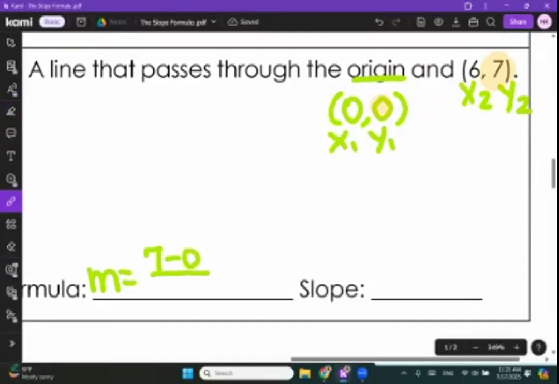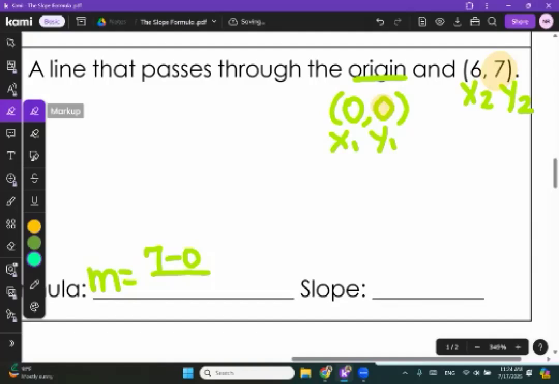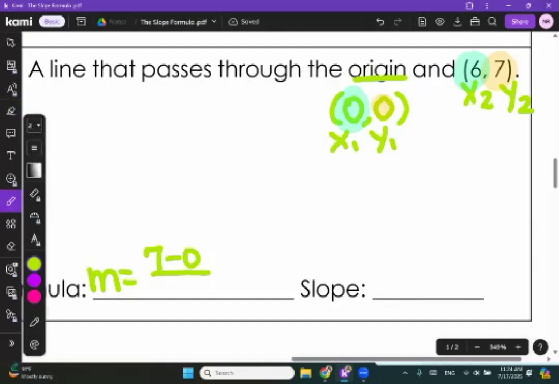Whenever we're first learning this, one spot where I see a lot of students make mistakes is that they want to put the x values at the top. So make sure you're always double checking that formula. Your y values go first, then your x values. Just like rise over run, it's y over x. Everything with slope is y over x. All right, and then 6 minus 0, so 7 minus 0 over 6 minus 0 will stay as 7 over 6.